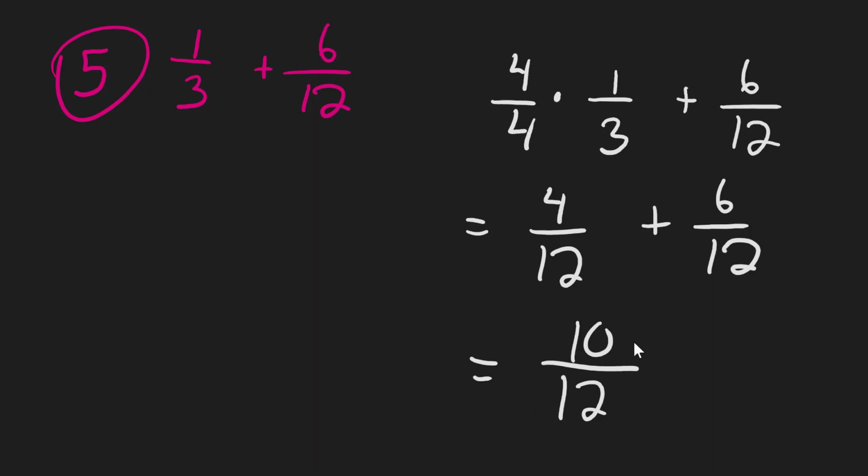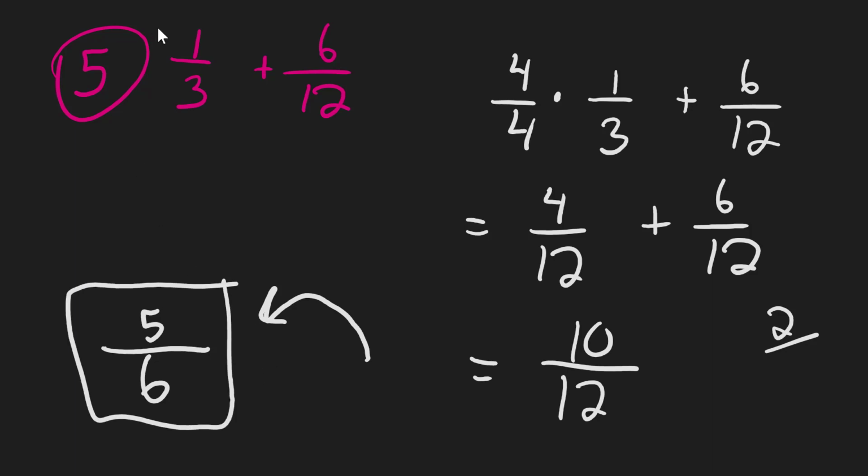No, it is not. We can actually simplify this further. So we ask ourselves, what is the biggest number that goes into both 10 and 12? Well, 2 is the biggest number that goes into both 10 and 12. So how many times does 2 multiply into 10? Well, 2 multiplies into 10 5 times, or 2 times 5 equals 10. How about 12? How many times does 2 multiply into 12? Well, 6 times. 2 times 6 equals 12. And so the simplified version is 5/6. 1/3 plus 6/12 is 5/6.